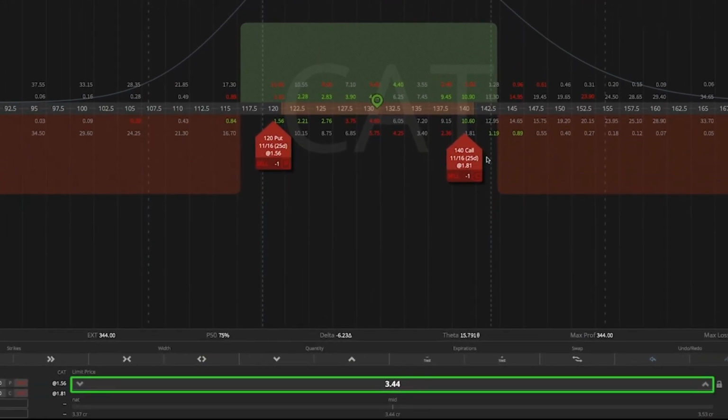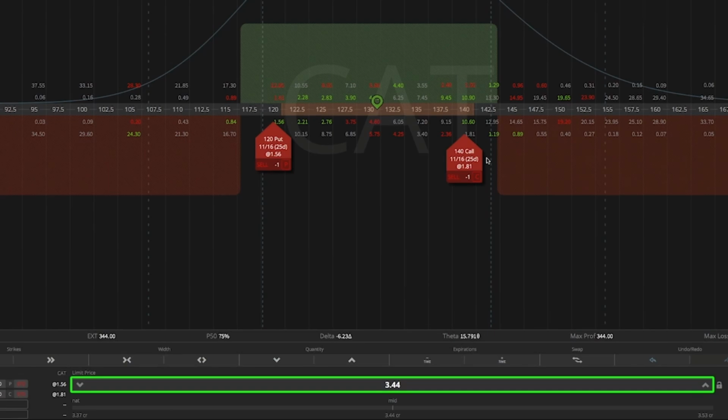There's $3.44 of extrinsic value in this trade, which is what I'd sell it for. This is my max profit on the trade, and realized if the options expire worthless.